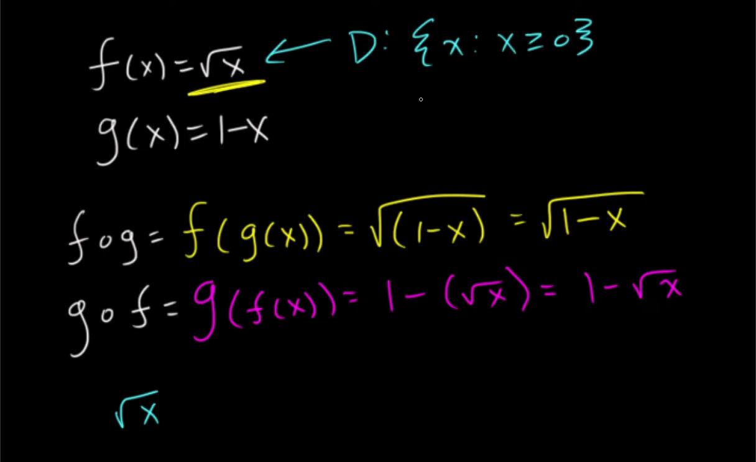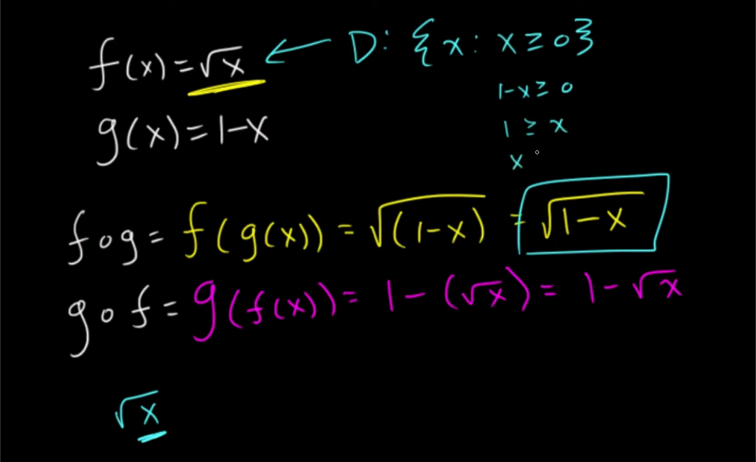Now, to find the domain of this one, we have 1 minus x in place of x. So I'm just going to say 1 minus x is greater than or equal to 0. I'm going to add the x over here. And then I like my x on the left, so that's going to switch my inequality. And so x is less than or equal to 1. So if I wrote out the full domain for this one, it's going to look like that.